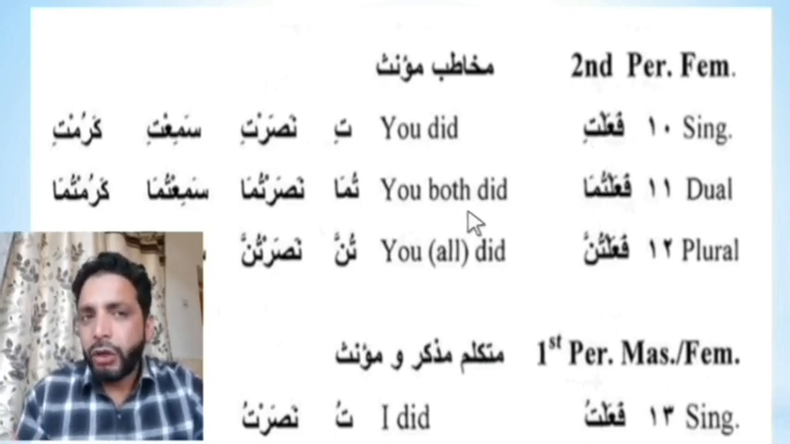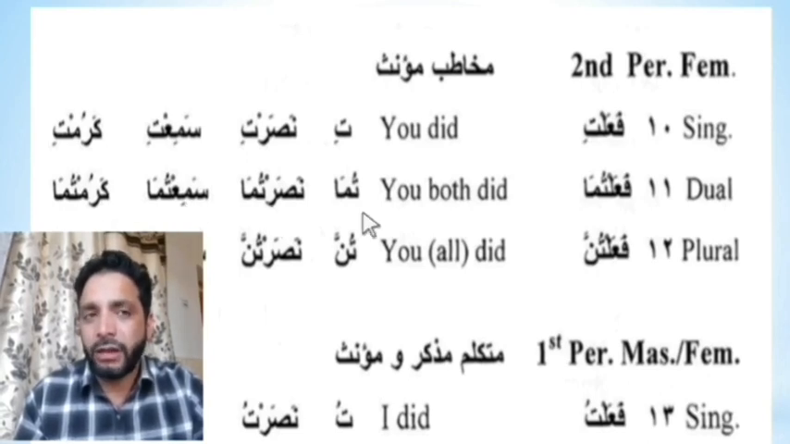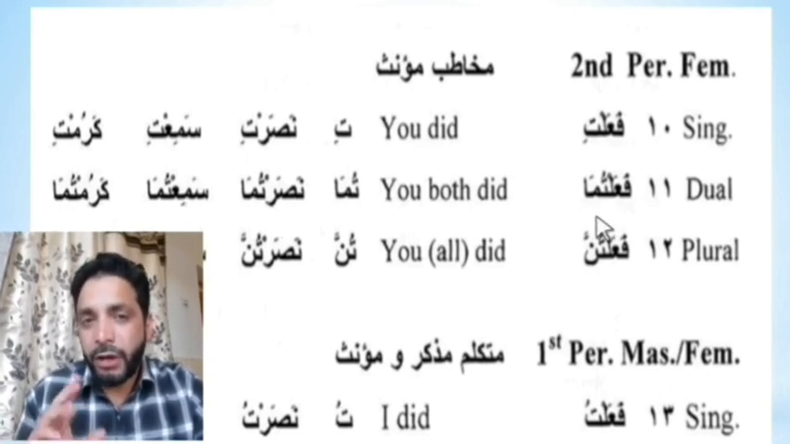Fa'altuma, you two did, you both did. So we added tuma at the end of fa'ala, it became fa'altuma. And the examples are nasartuma, sami'tuma, qaramtuma. So fa'altuma is used for dual, feminine, second person.